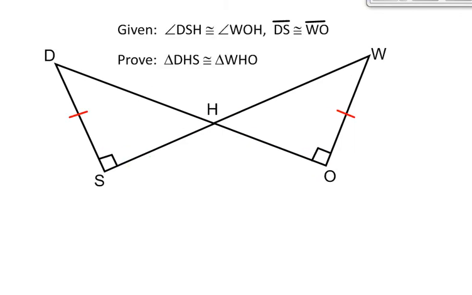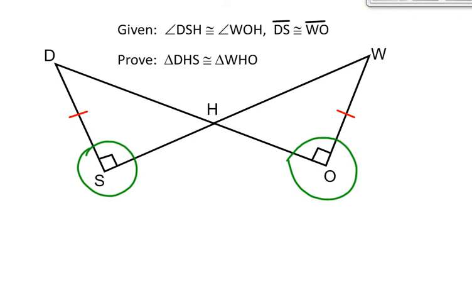What if I told you that line segment DS was congruent with line segment WO? Those were on the outside there. And of course, angles S and O are congruent as well, these two right here, because they're both right angles. Can I prove that these two triangles are congruent? What have I got here? Well, I've got one congruent side and a congruent angle.